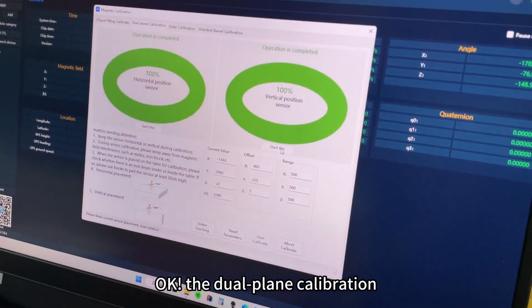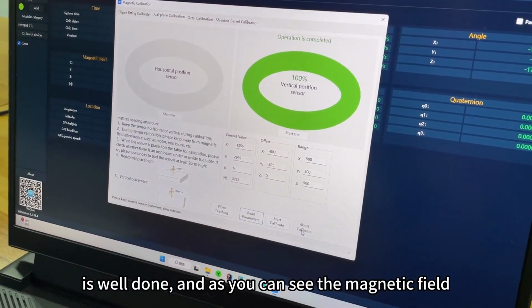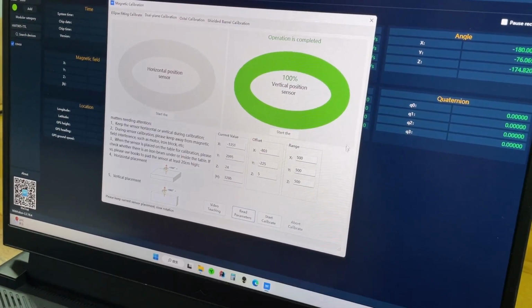Okay, the dual plane calibration is well done, and as you can see, the magnetic interference will be written into the parameters.